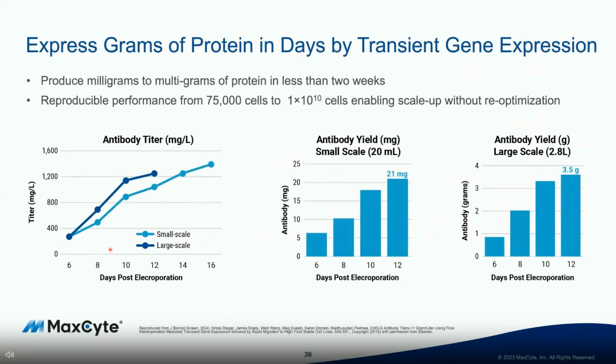Also, in terms of shortening timelines for generating transient materials, you can see here that with small scale electroporation versus large scale electroporation, you can get similar titers of about 1.2 grams per liter. If you're doing that at small scale, that could result in 21 milligrams. And simply scaling up that process from 20 milliliters to 2.8 liters of culture, you can obtain 3.5 grams. So really that scalability allows you to generate enough materials depending on what those downstream analytical processes involve.